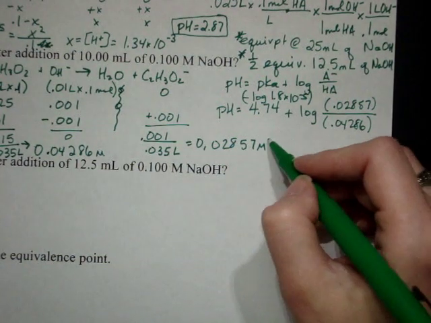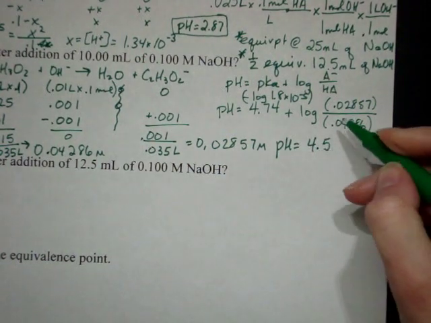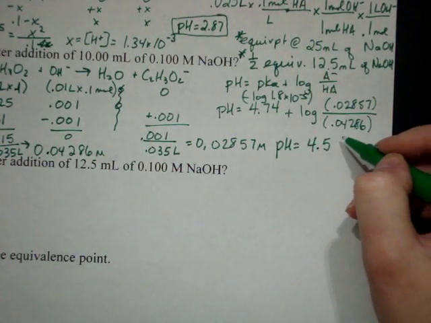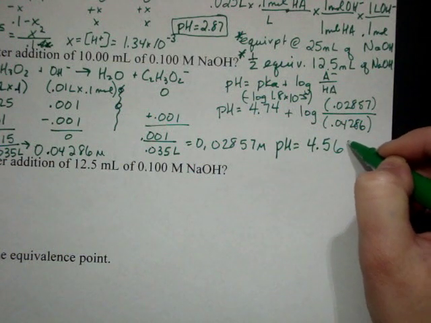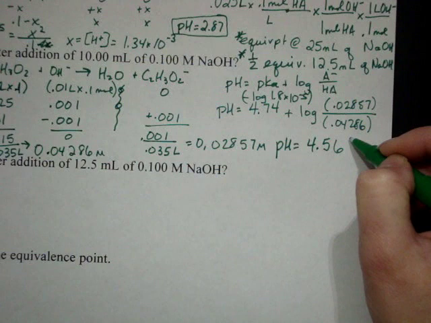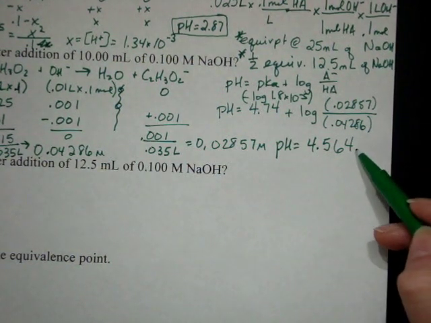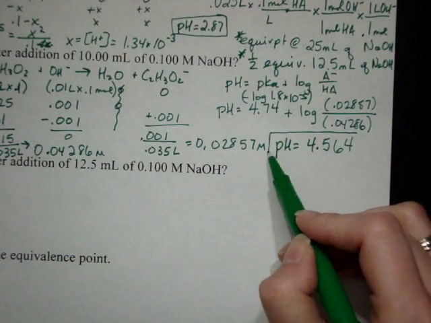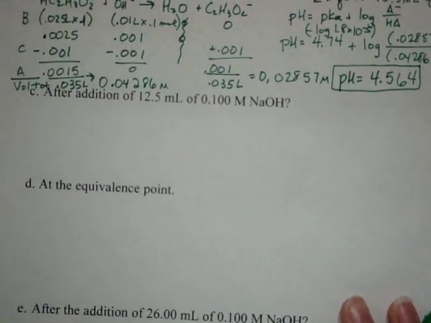And when I add those, I get pH is equal to 4.563. Sorry, 4.564, since I've got 3 significant figures in my concentrations. So there's my pH value here. Okay.